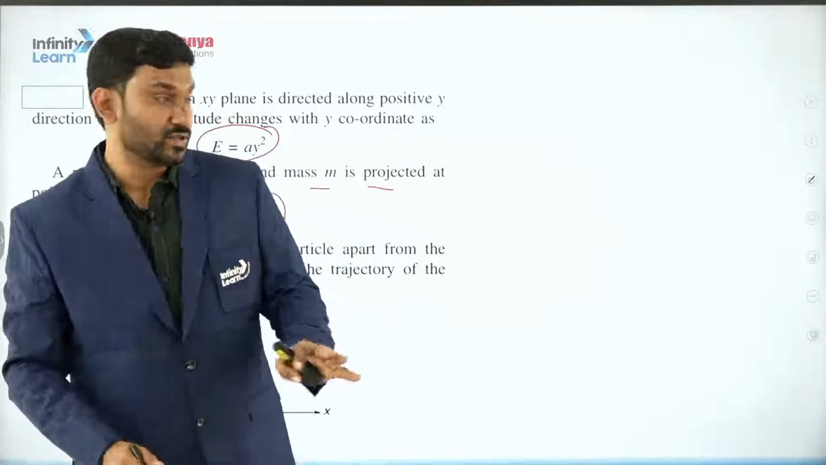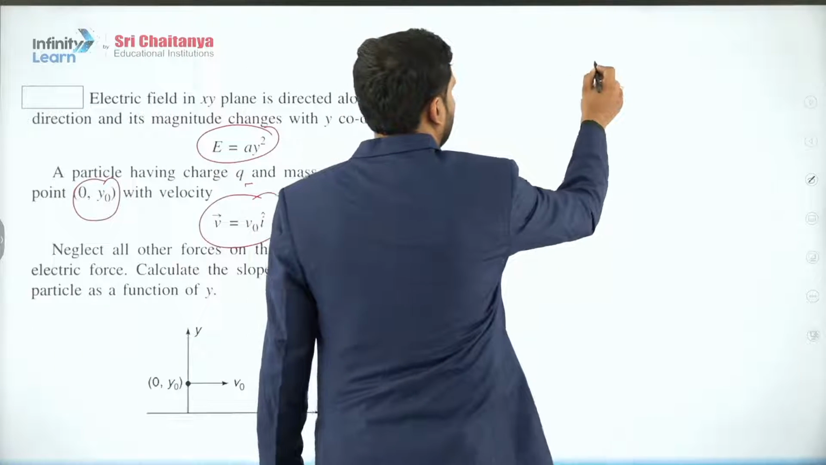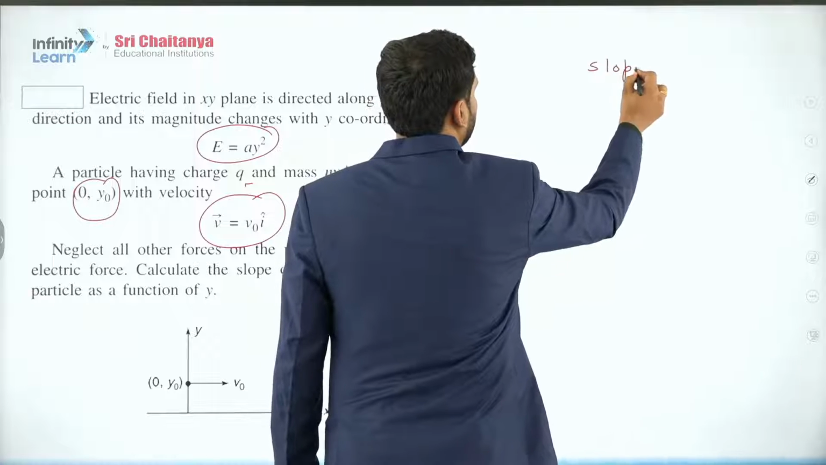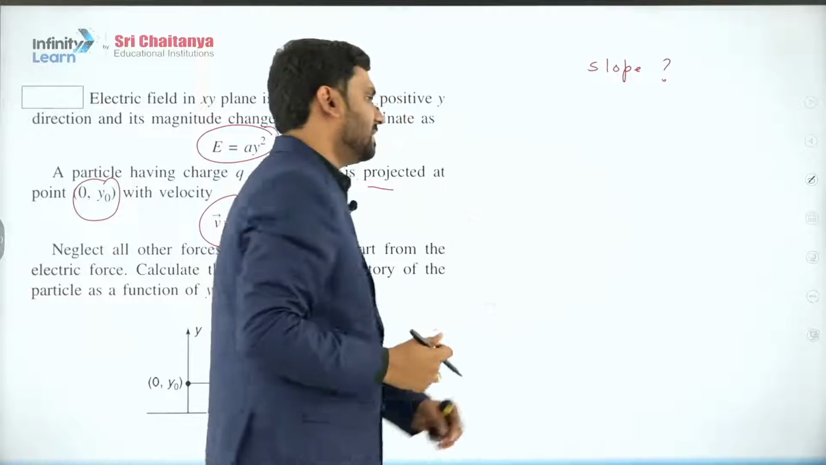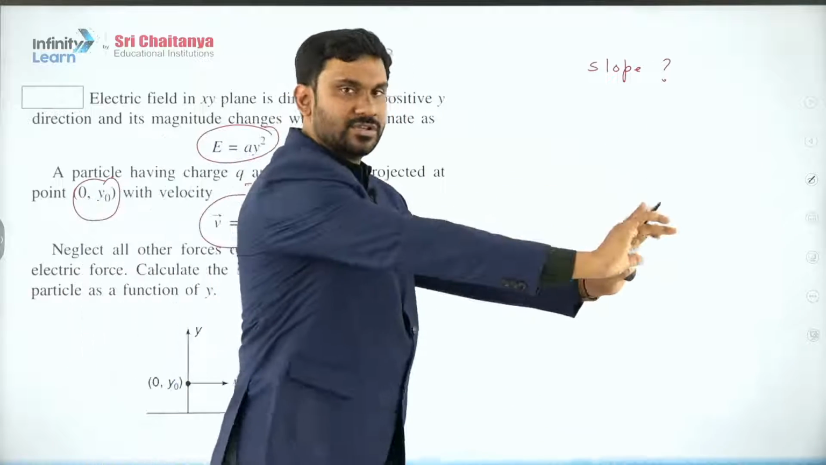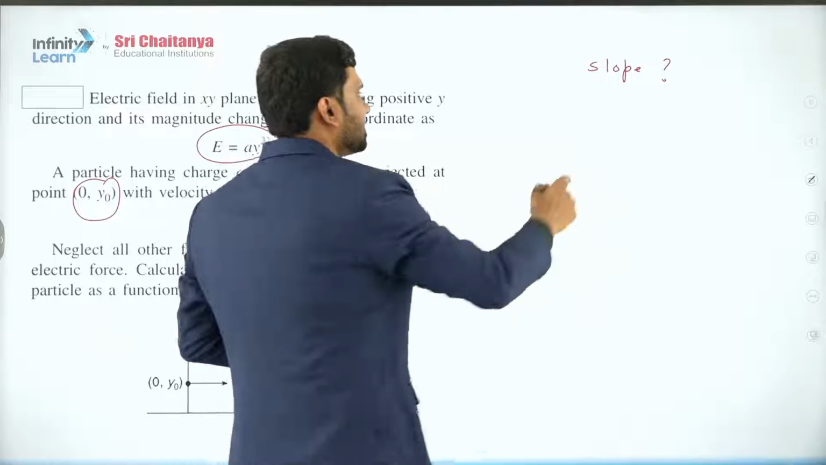So let's build the story. They are asking what? They are asking the slope. So this is the question demand. And see how we'll penetrate the question slowly and steadily. So that is the slope.